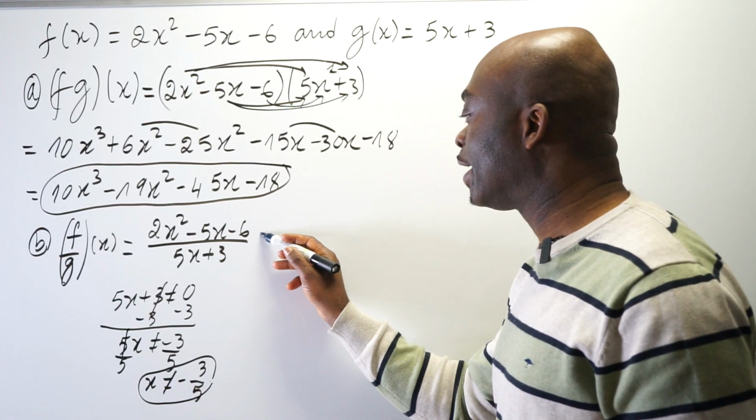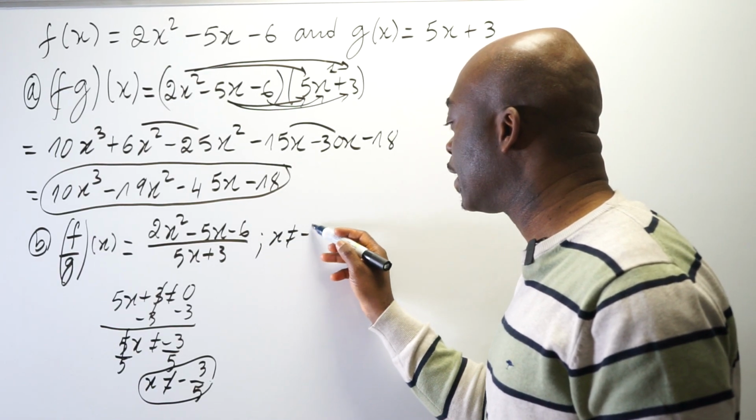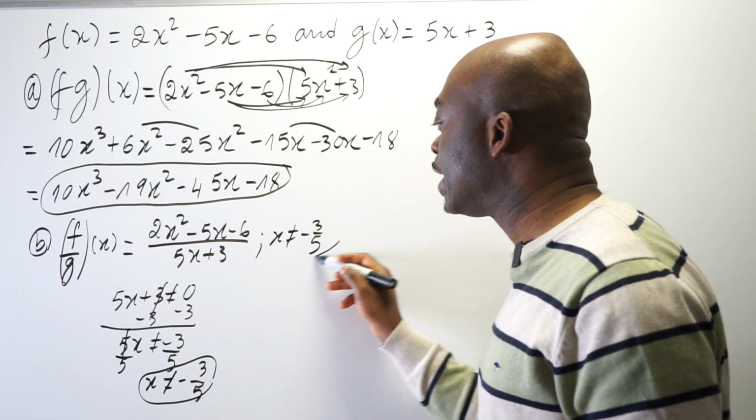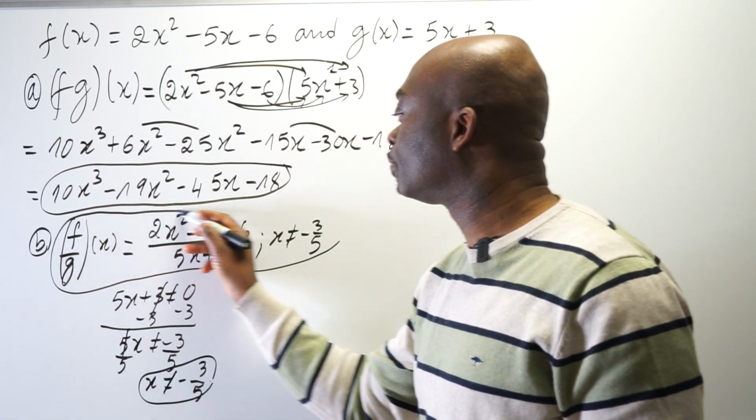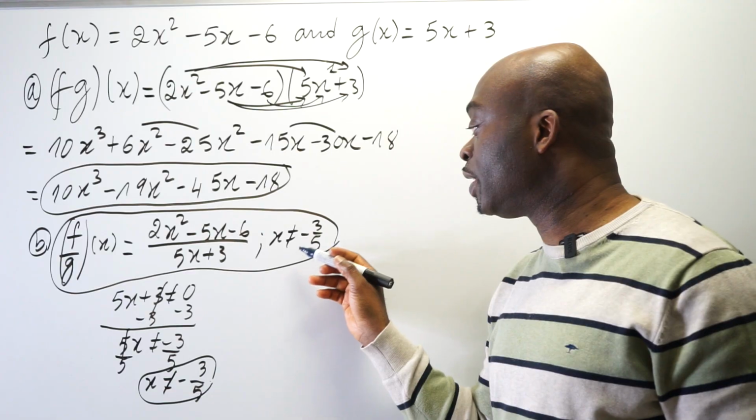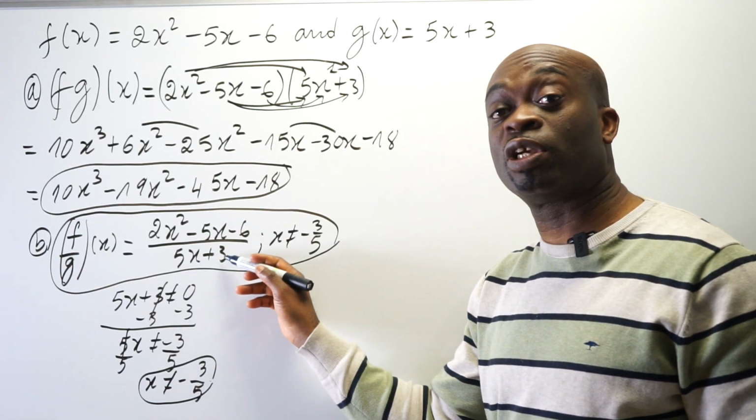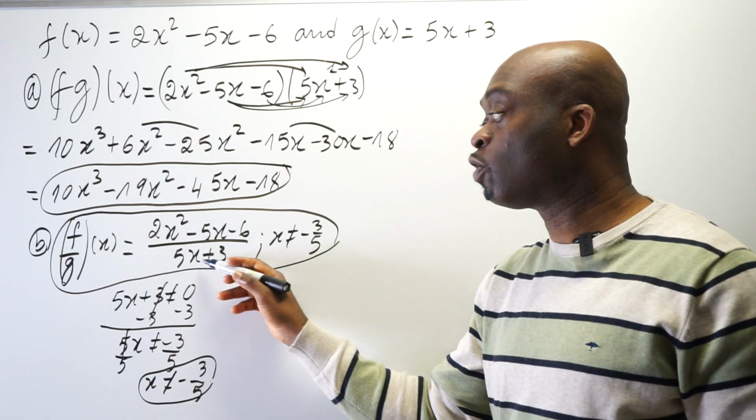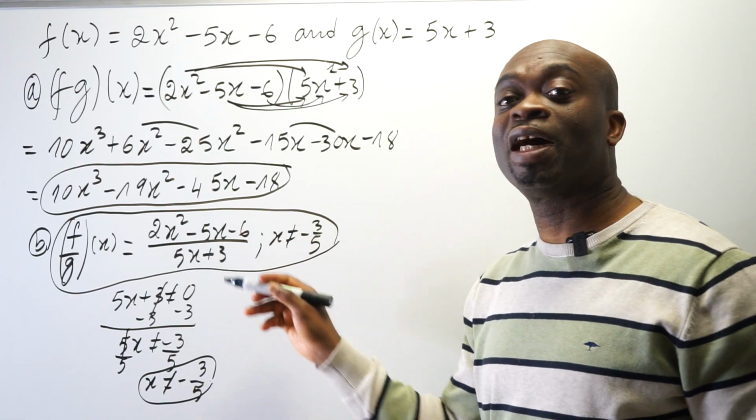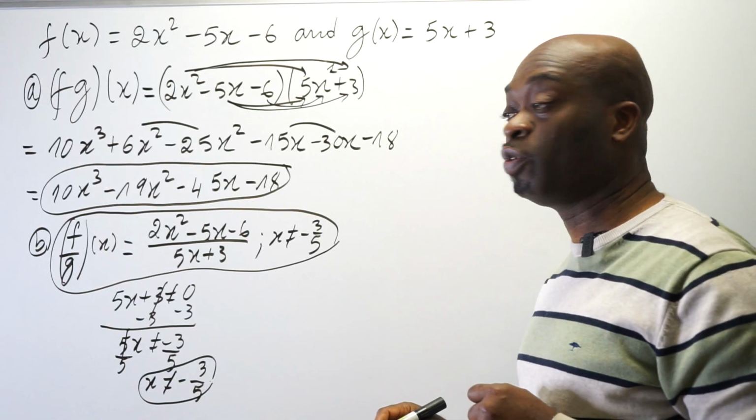So that means you can add to this one that x not equal to negative 3 over 5. So this would be your final answer. This means that if x happens to be equal to negative 3 over 5, the bottom piece here, the denominator, is going to be equal to 0. And if it equals 0, this function is undefined. So we need to make clear that we have to put that.